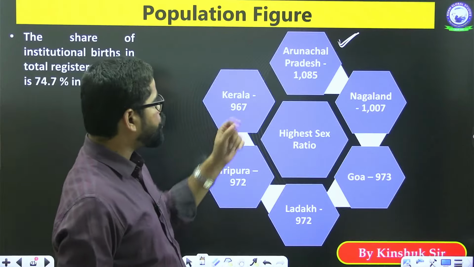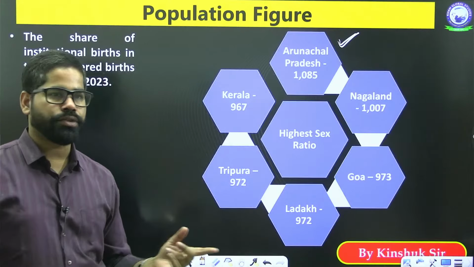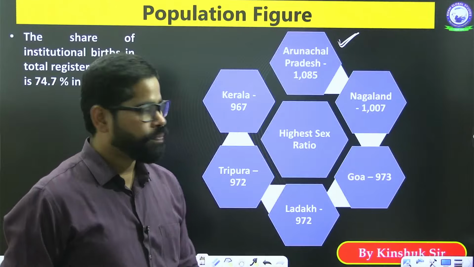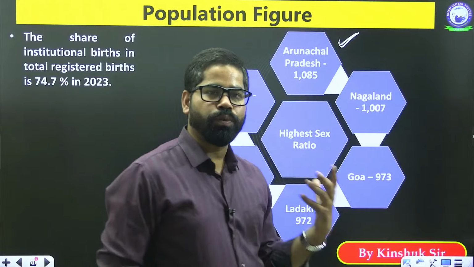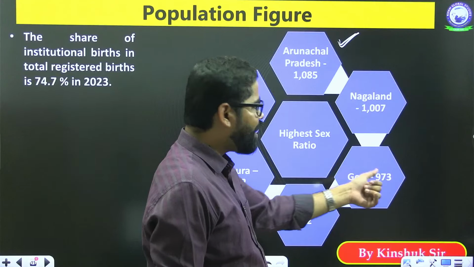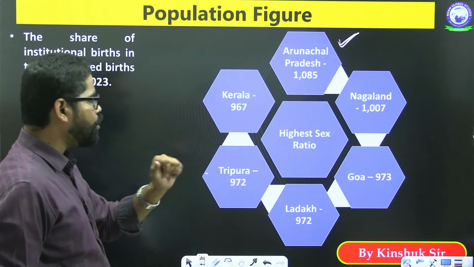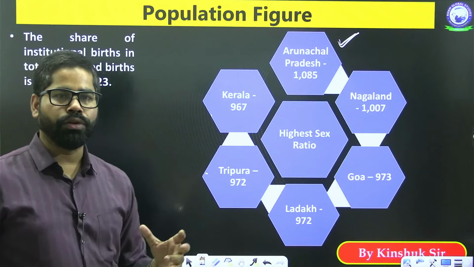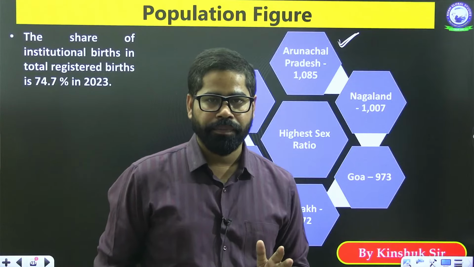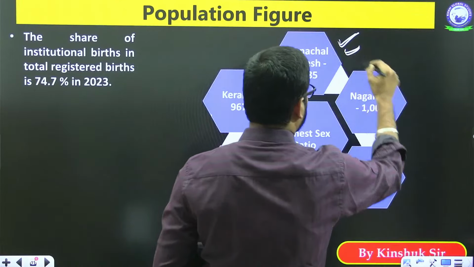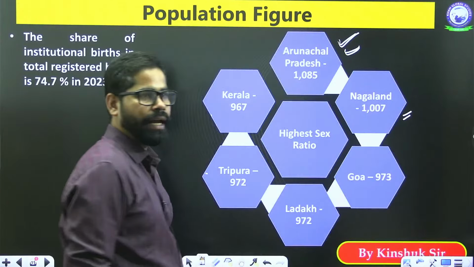Highest sex ratio is in case of Arunachal Pradesh, where it is 1085 per 1000 male. In case of Nagaland, it is 1007. In Goa, 973. Ladakh, 972. Tripura also 972. And Kerala also 967.